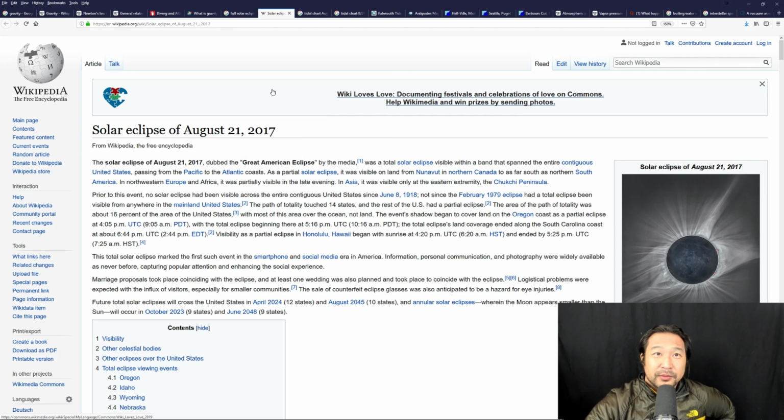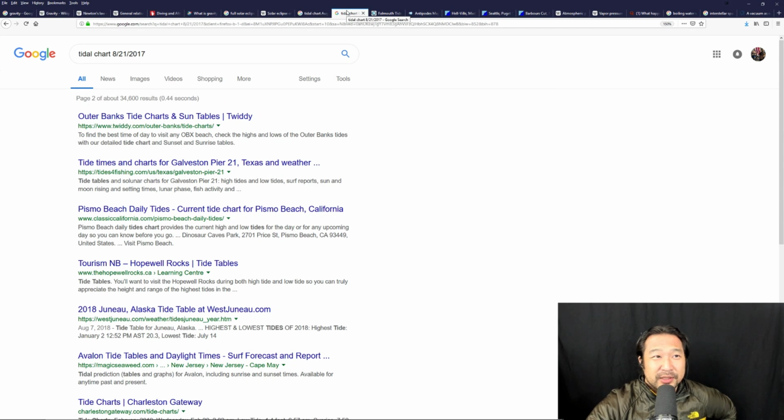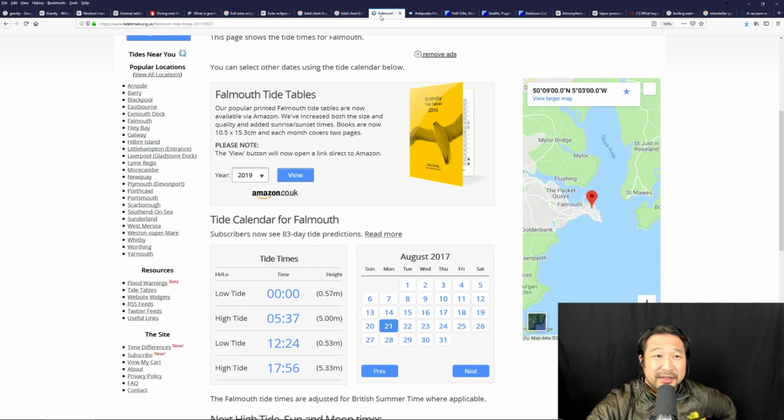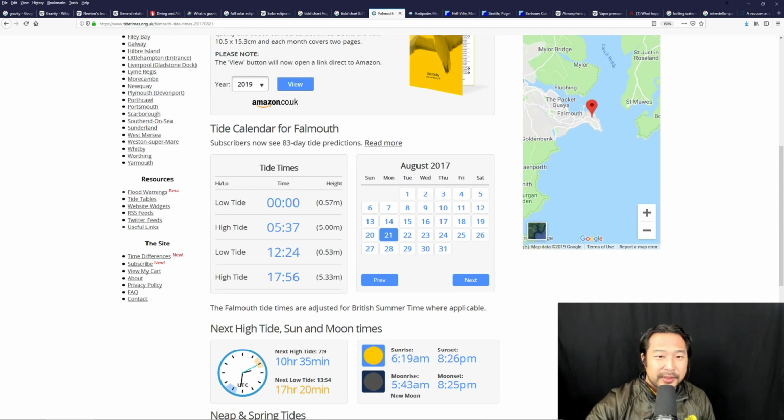So, what's great about tide charts, some of the tide charts, I looked for it. A lot of places don't keep those tide charts. I tried looking for it. It's pretty tough, but I found it. And this one is in Falmouth, in the UK, at tidetimes.org.uk, on August 21st, 2017. Now this is not quite the midway. It's like a quarter of the distance between the near side and the halfway point of the globe.